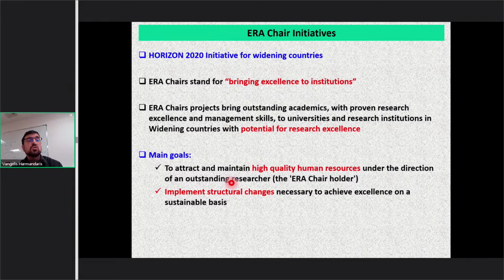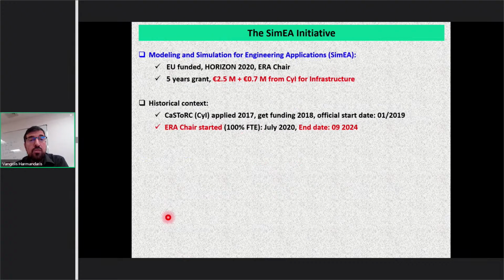So an ERA-Chair should be in a specific research field. However, all of them should have these two main directions. First, to advance science by bringing high-quality people to the institute, and also to implement structural changes. And as I said before, if someone is interested in that, this will be part of the new Horizon program as well. Now, this is just the historical context; the SimEA is part of that action.